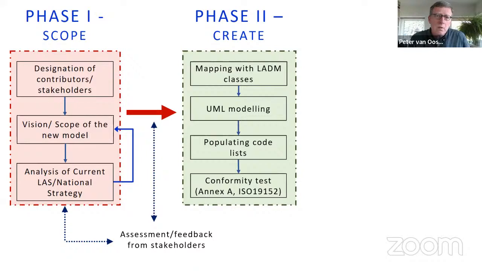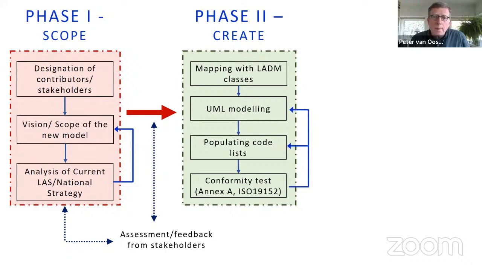And so what is in the existing systems is mapped to LADM classes. Then a UML model is created, a UML class diagram. But very important is also the code list and populating the code list with values. And checking at the end if the proposed model is conforming to the specified conformance tests, and they are in Annex A of the current LADM standards.